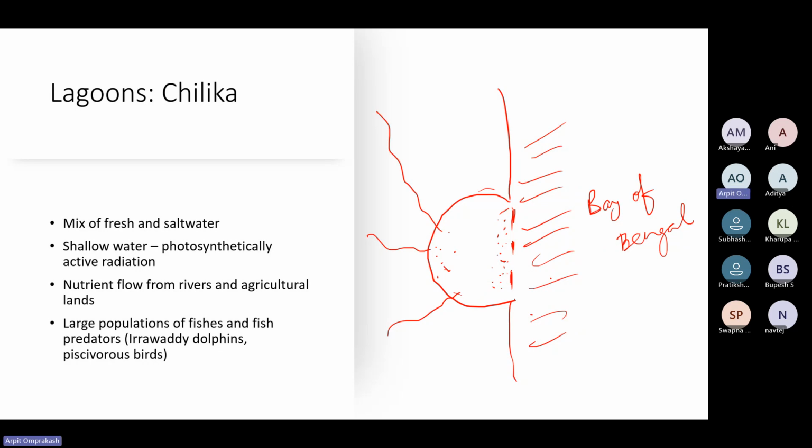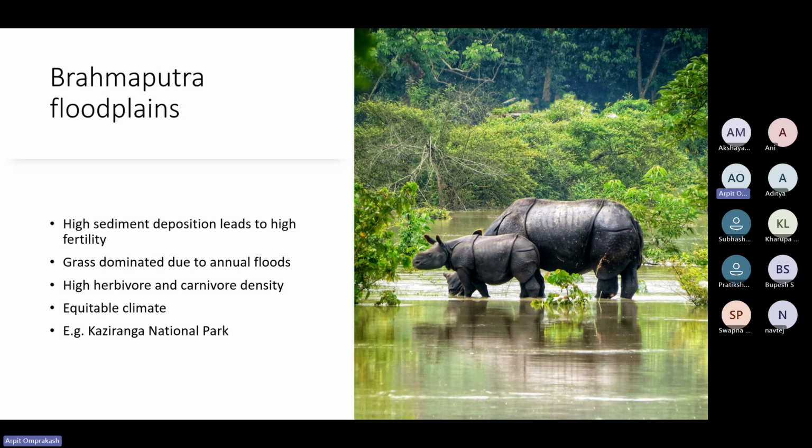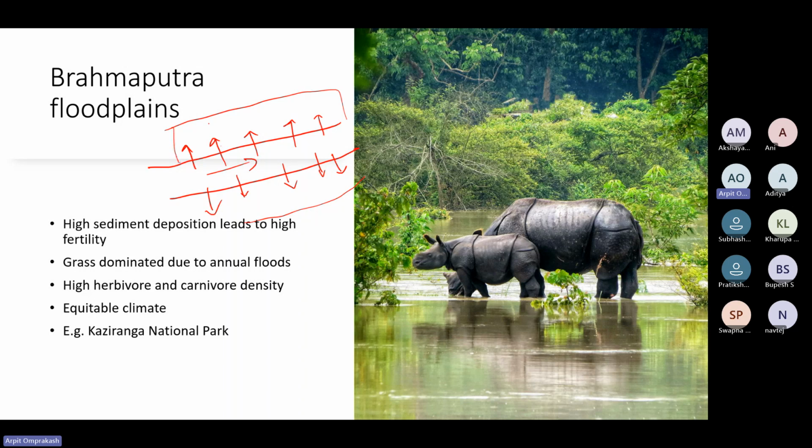The next unique habitat that we have is the Brahmaputra floodplains. Let's say the Brahmaputra river is flowing like this. During some months, due to large amounts of rain, this river overflows, so water overflows into the sides. The area present beside the riverbed is the floodplain.